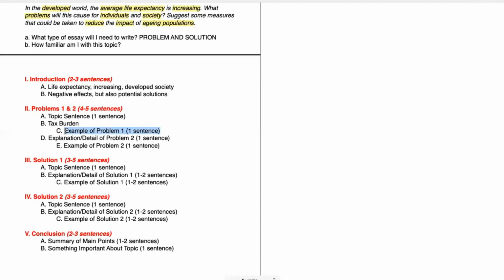And as an example of this, I'm going to talk about increasing pension costs. And pension is an excellent keyword, excellent vocabulary word. It's very specific with the aging population, and the examiners would probably like the fact that this is included in the essay. Then as a second problem, I'm going to say that there are rising healthcare costs.